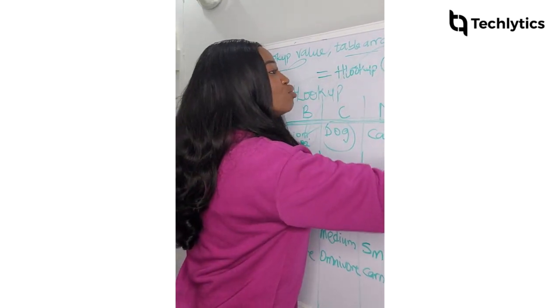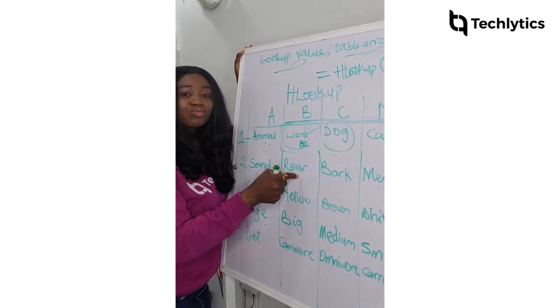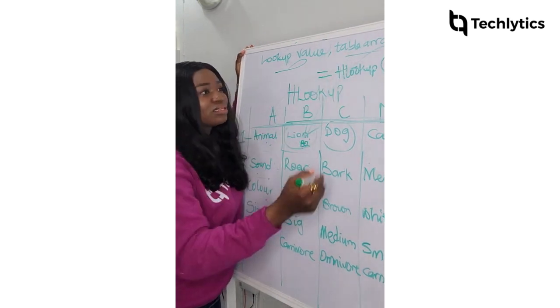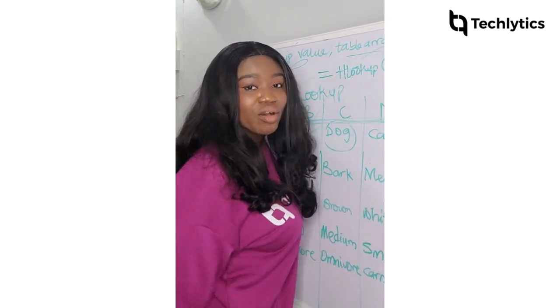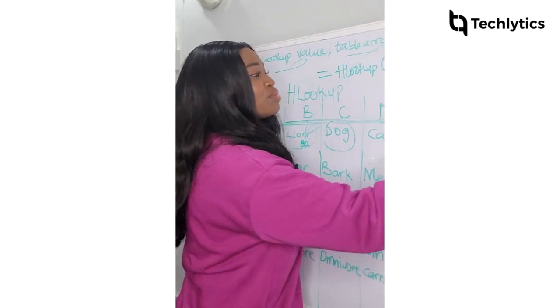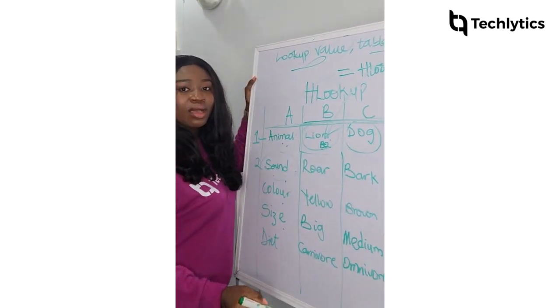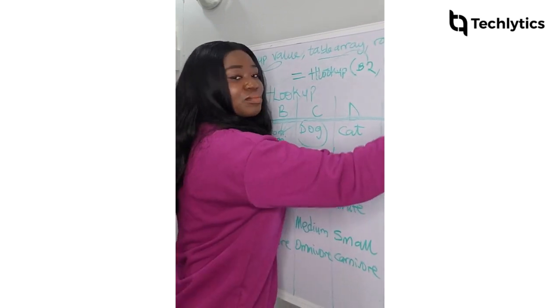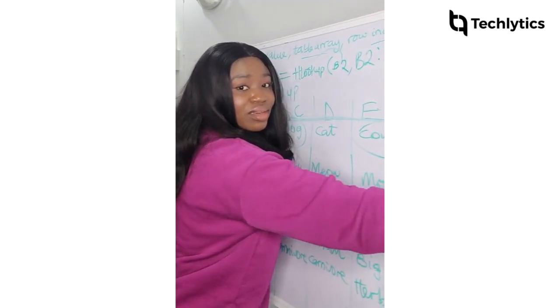So I'll write 2, being where sound is, because I want to know the sound a lion makes. For my range lookup, of course I want an exact match, so I'm going to write 0 there, so that my HLOOKUP function is complete.